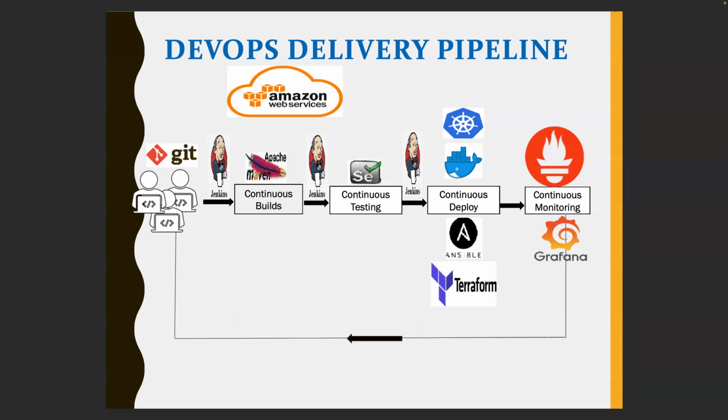Preethi, Venkat here. In the continuous deployment stage, on the cloud side, how are we going to build the resources? It will be Terraform or Ansible. Terraform is for provisioning the infrastructure. Once the infrastructure is ready, Ansible will configure the infrastructure.